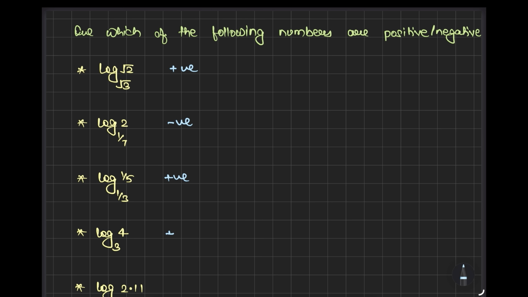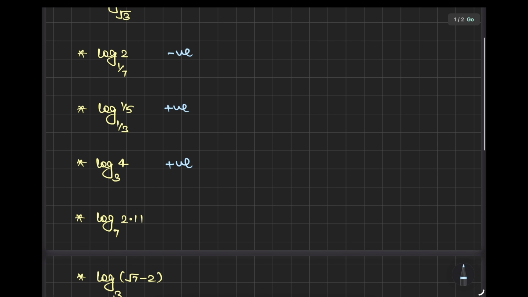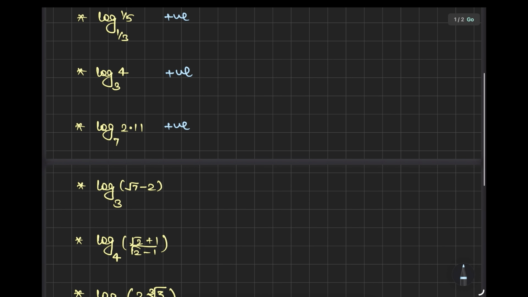4 3, same side, positive. 2.117, same side, positive. Now this is root 7. If it is root 9 it is 3, correct? And if it is root 4 it is 2, so it is greater than root 4 and smaller than root 9. So can I say it is 2 point something?